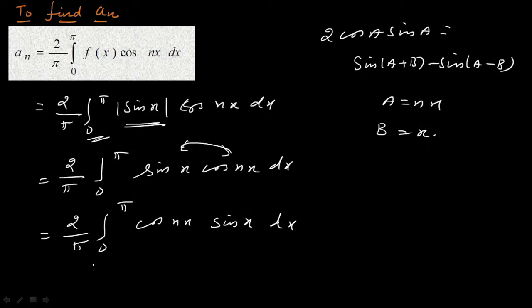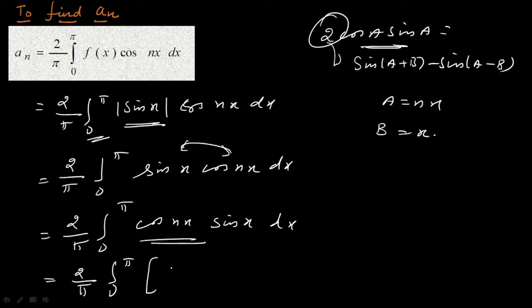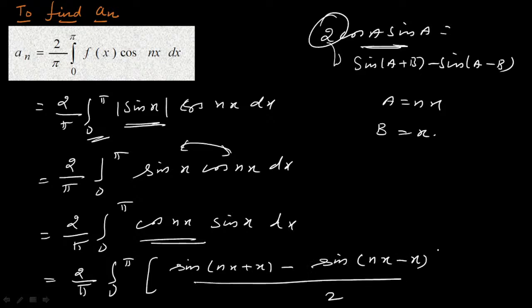That's the only difference. So here we have only cos a sin b. So what you are going to do, you just take this 2 to the other side. So what I am going to do is 2 by pi integral 0 to pi cos a sin b, which is nothing but sin of (a plus b), that is nx plus x, minus sin of (a minus b), that is nx minus x, whole divided by 2 dx. Here 2 and 2 are cancelled, isn't it?